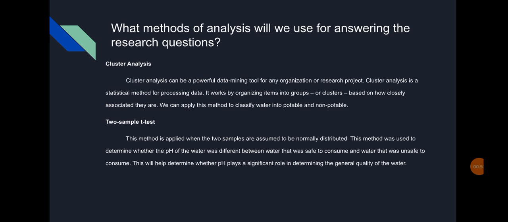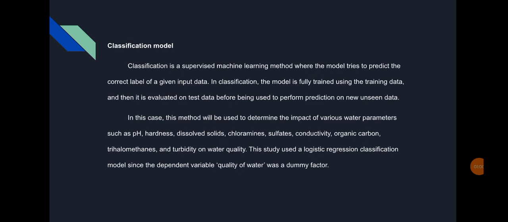So, what methods of analysis will we use for answering the research questions? Number one is cluster analysis. Number two is two-sample t-test. Number three is a classification model. In this case, the classification model will be used to determine the impact of various water parameters such as pH, hardness, dissolved solids, etc. on water quality. Just like how we discussed the first research question, this is what we were talking about when we talked about the water parameters.